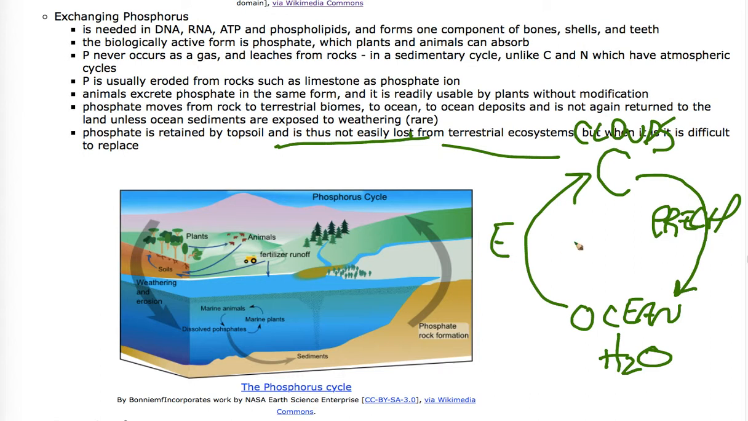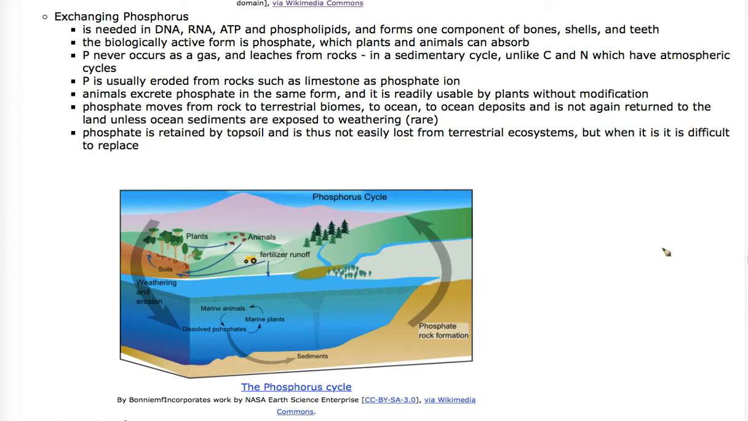That finishes the biogeochemical cycles. The next thing we've got to talk about is water. So let's erase that and let's go to water.